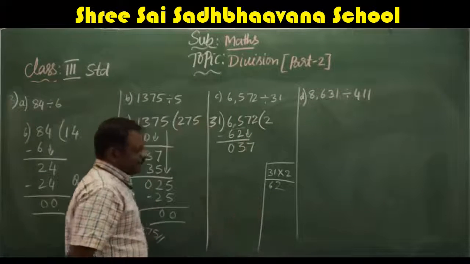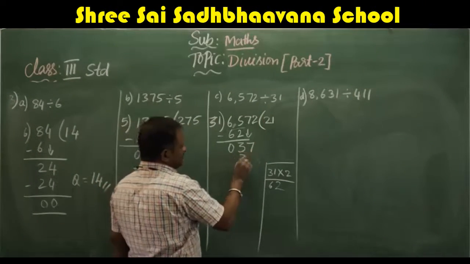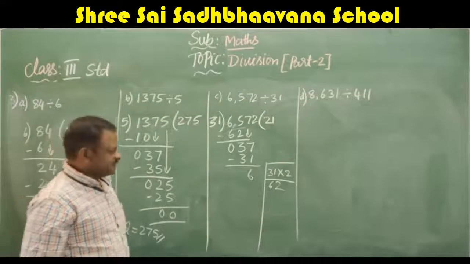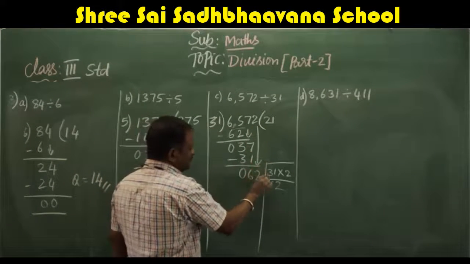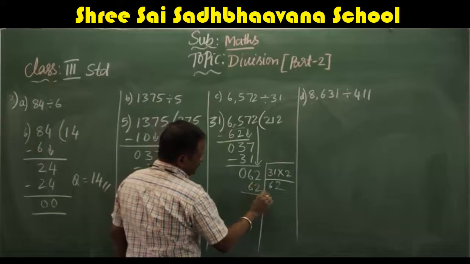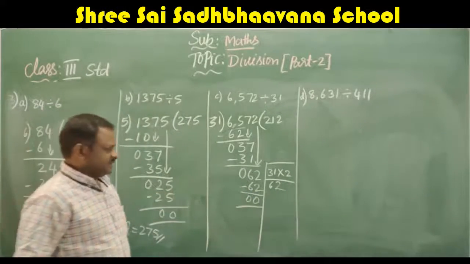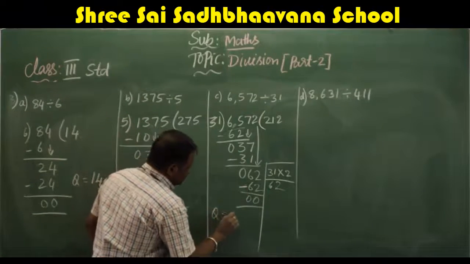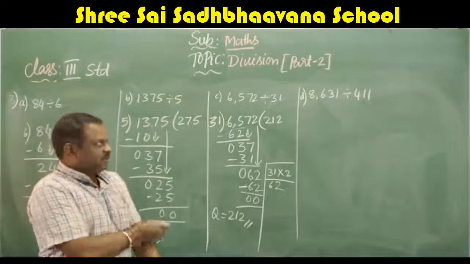Take down 7, because this is 31, 37. 31 1s are 31. So 7 minus 1, 6, 3 minus 3, 0. Now take down 2, 31 2s are 62. So you will get 0, 0. When you subtract 2 minus 2, 0, 6 minus 6, 0. That is, you will get 0. What is the quotient here? Quotient is equal to 212.